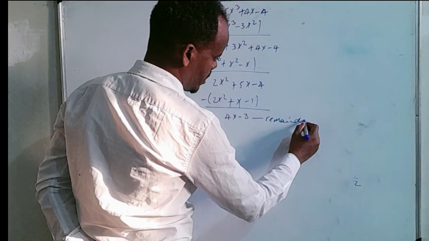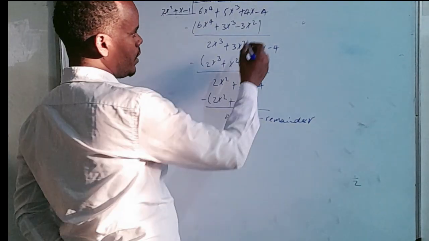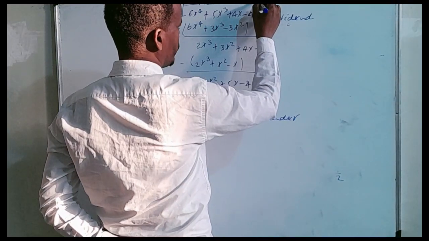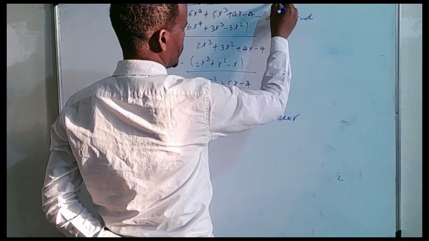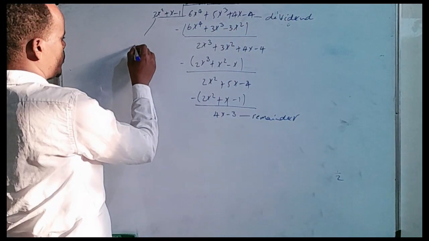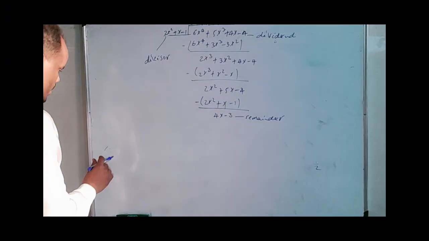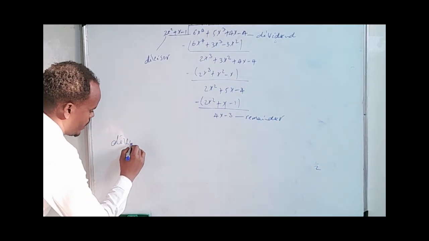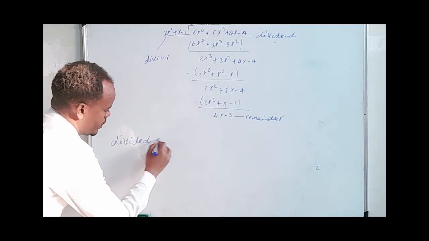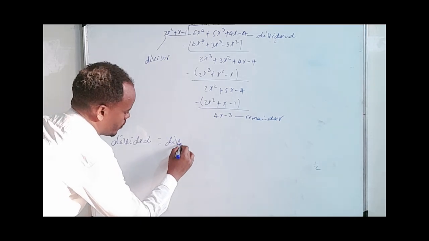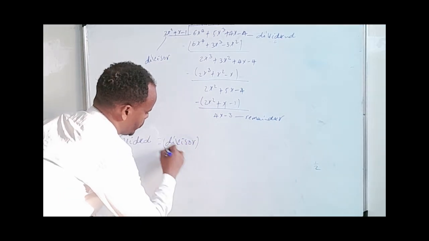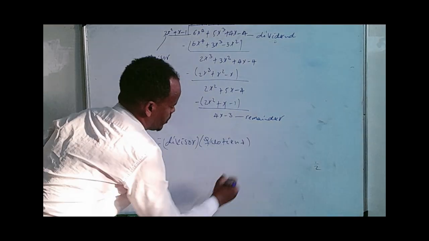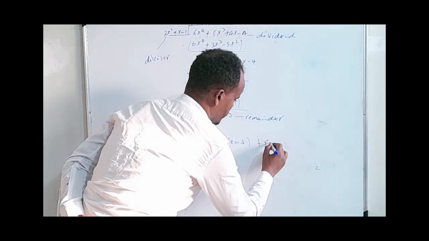This is the remainder. This is the quotient, and this is the divisor. So from the theorem, dividend is equal to divisor times quotient plus remainder.